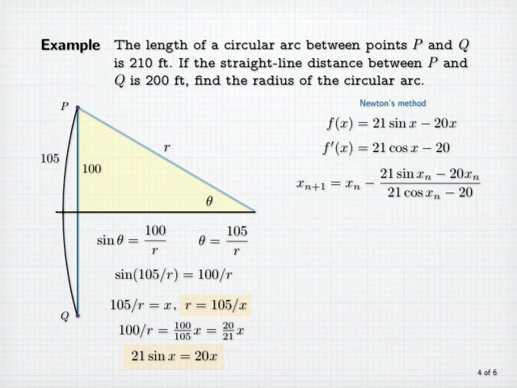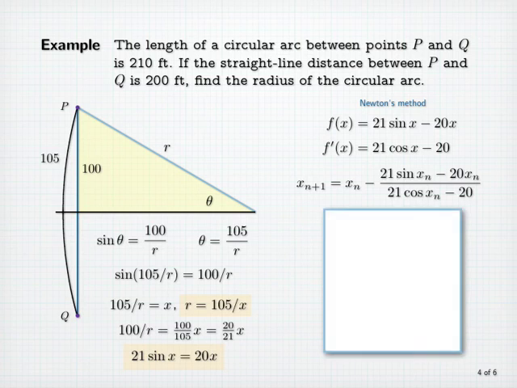So now let's do the calculation. We first need to find a reasonable value for x naught. To do that, we can graph f of x.